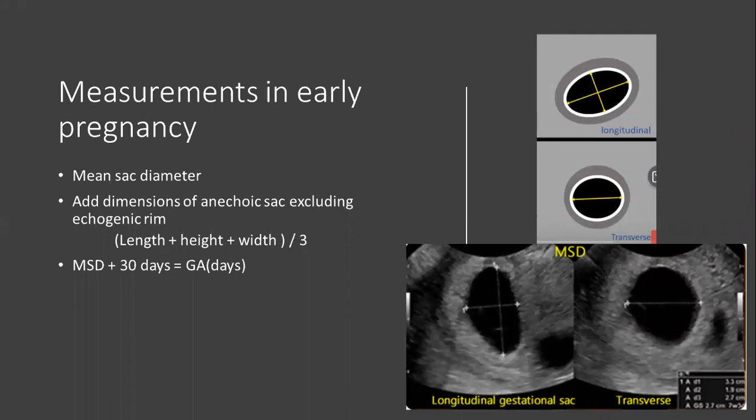So for the 3 measurements, we are supposed to get 2 measurements in the longitudinal view and the 3rd measurement in a transverse view. As seen in this picture, this is our longitudinal view, where we take our 2 measurements, and then the transverse view, where we take our 3rd measurement. So we add the 3 measurements together, the length, the height, and the width, and then we divide by 3. Rule of thumb is mean sac diameter plus 30 days is equal to gestational age in days.